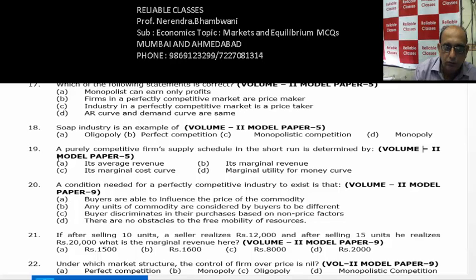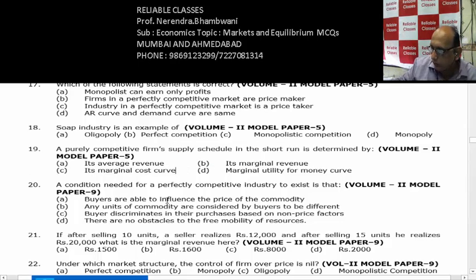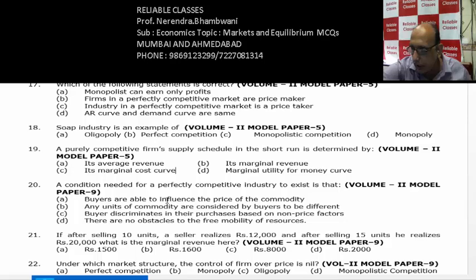A purely competitive firm's supply schedule in the short period is determined by marginal cost curve. Understand this. The marginal cost curve decides the supply schedule. Okay, I'll explain how this happens. How is the marginal cost curve a supply schedule?